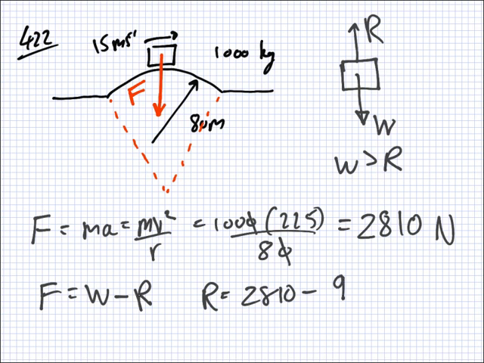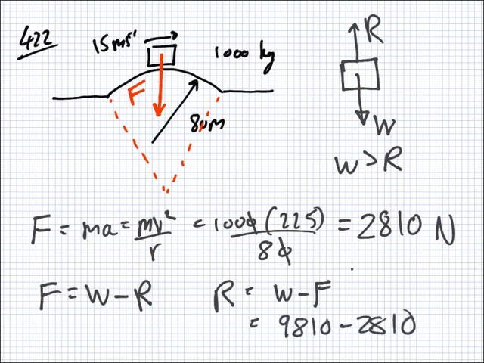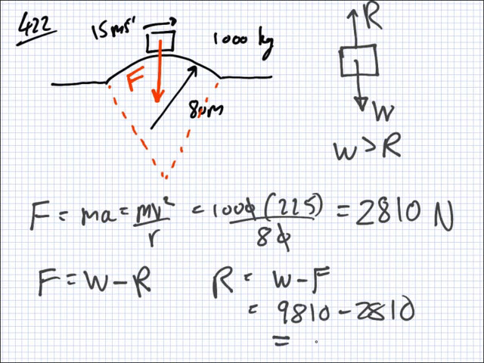Oh no, sorry, I got that wrong, didn't I? R is W minus F. 9810, is it? Minus 2810 is... Oh yeah, of course. 7,000 even.